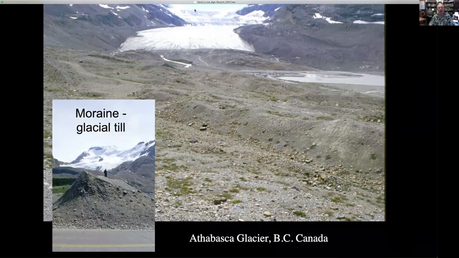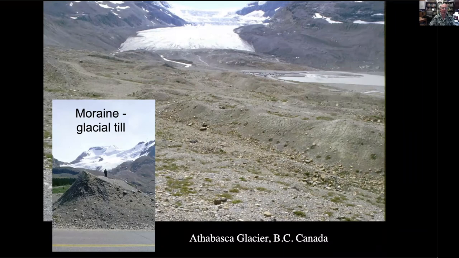So the glacier I was standing on in the first picture I showed was the Athabasca Glacier up in British Columbia in Canada. And this is a photo of the Athabasca Glacier taken from the highway that goes past it. And you can see there are lots of ridges of this glacial sediment stretching across the landscape at different positions, showing you former positions of the ice. So at some point in the not too distant past, the front of the ice was all the way up to the foreground of the photo here. And then the ice has been retreating.